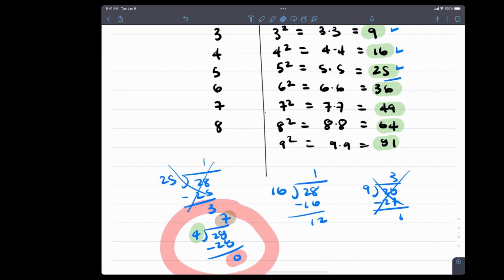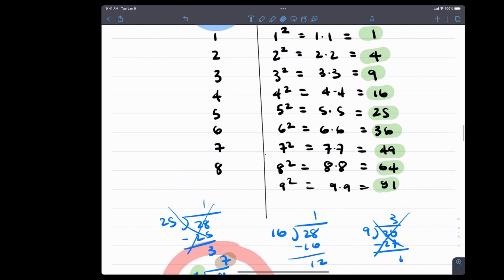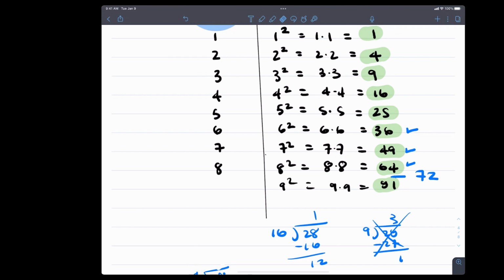Yeah, we're going to locate where 72 would be, right? 72 is somewhere over here. So you're going to check 64. 64 goes into 72, but do you have a zero remainder? No. Now check 49. 49 goes into 72, but do you have a zero remainder? No. 36 goes into 72. Do you have a zero remainder? Yes, you do here.